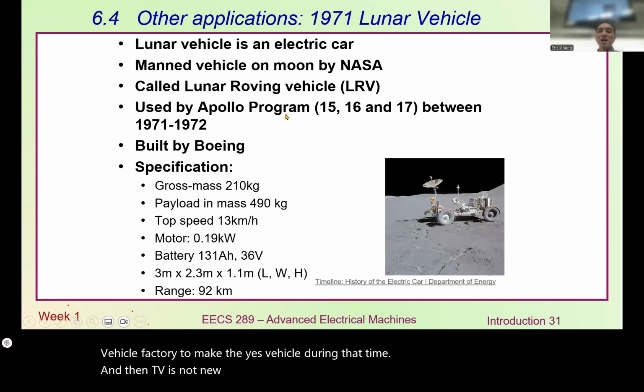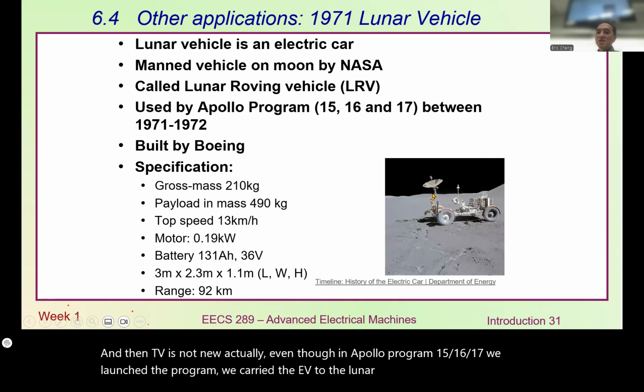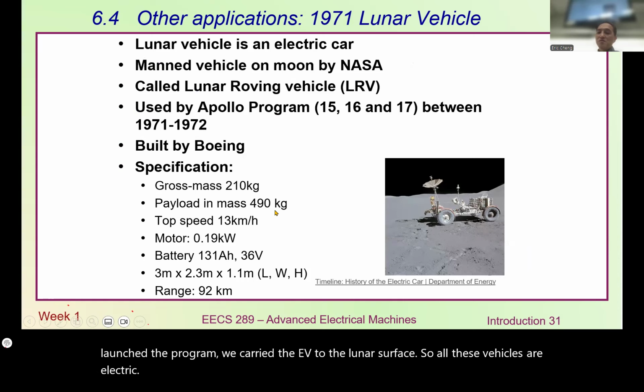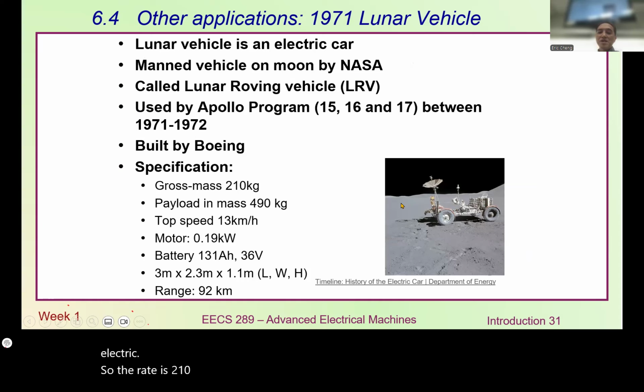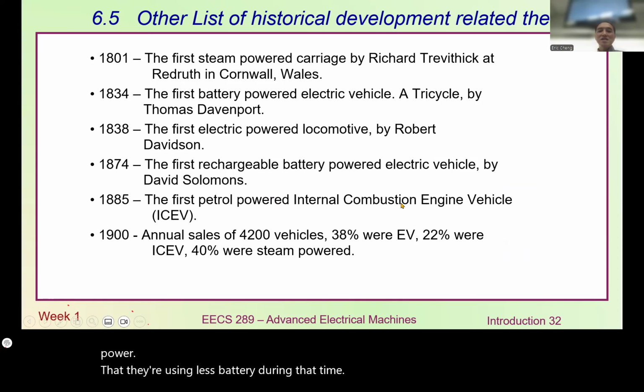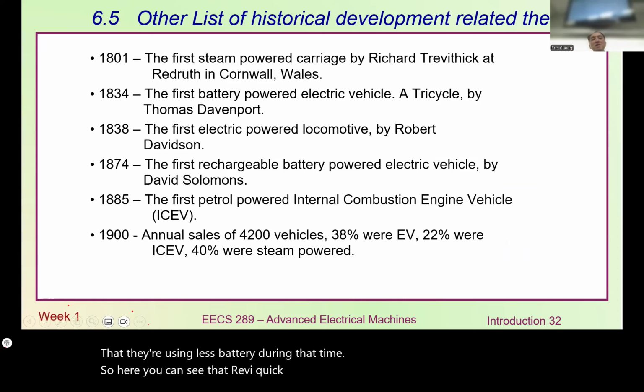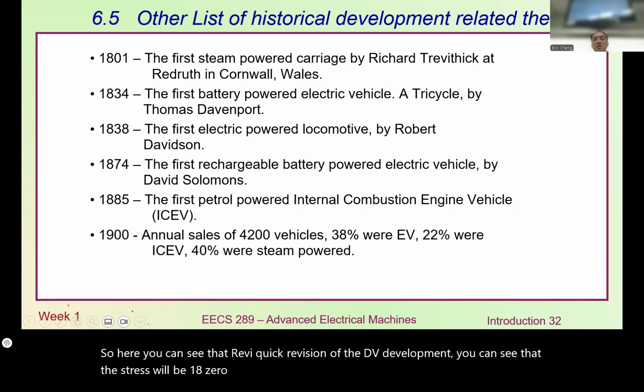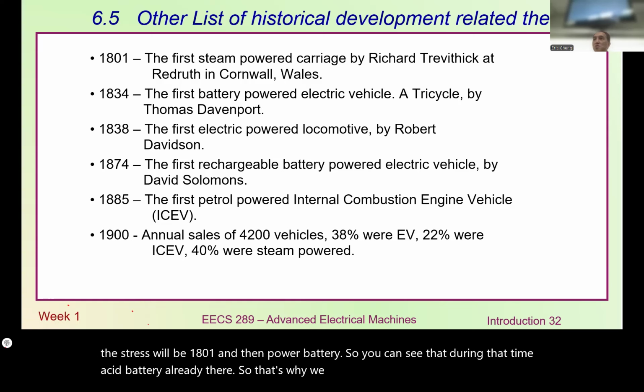Even in the Apollo program, Apollo 15, 16, 17, we carried the EV to the lunar surface. So all these vehicles are electric. The weight is 210 kilograms, the speed is quite low, and the motor only has 190 watts of power. They were using little battery during that time. So here you can see a quick revision of the EV development. The first will be 1801 and a power battery. So you can see that during that time, acid battery was already there. So that's why we could use a battery with a motor to develop the electric vehicle during that time.